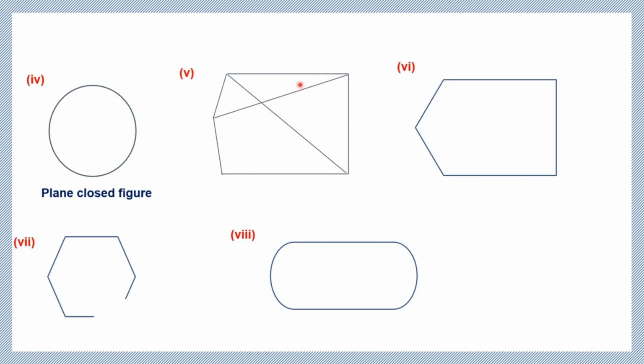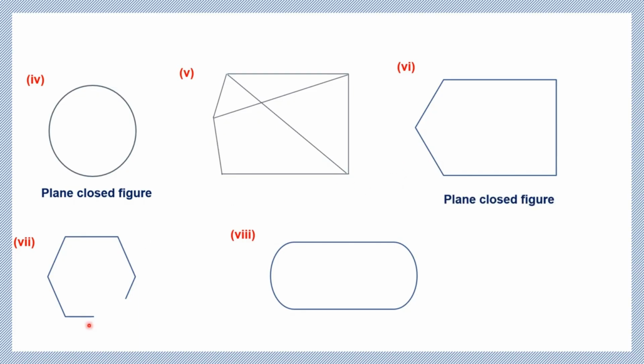That means this is not going continuously, isn't it? The lines or the curves should move continuously and they should not intersect each other. Here you can see that they have intersected each other. So this figure, the fifth one, cannot be called a plane closed figure. Question 6. This figure is closed on all sides and it's bound by lines that are moving continuously. They are not intersecting each other.